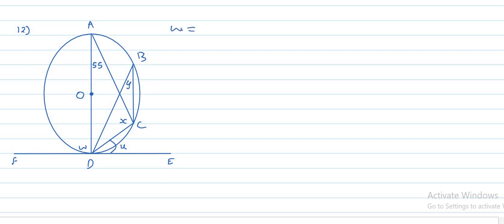The value of W will be equal to 90 degrees. The whole angle will be 90 degrees. What is the reason? It's because the radius, or the diameter, is perpendicular to the tangent. Radii is perpendicular to the tangent.